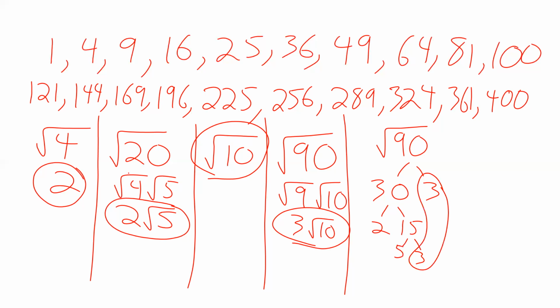If we have a pair, all right, so I have a pair of 3s. That can come out. So the 3 comes out. These other values go back under. Now, since they had to go back under, I got to multiply them back together. So 2 times 5 is 10.